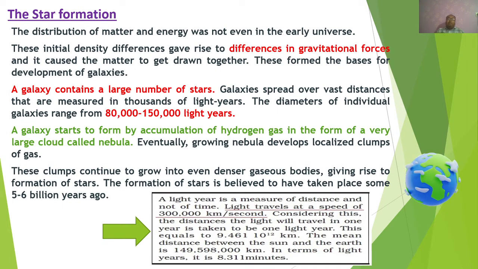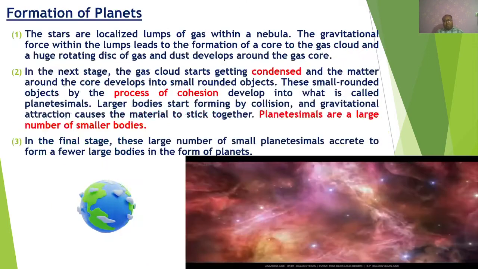Fourth, when all the denser particles come together and make a lump, it consists of a galaxy. And last, the concept of light years. So this is the formation of a star, particularly. Okay. The next part we will do is the formation of a planet.